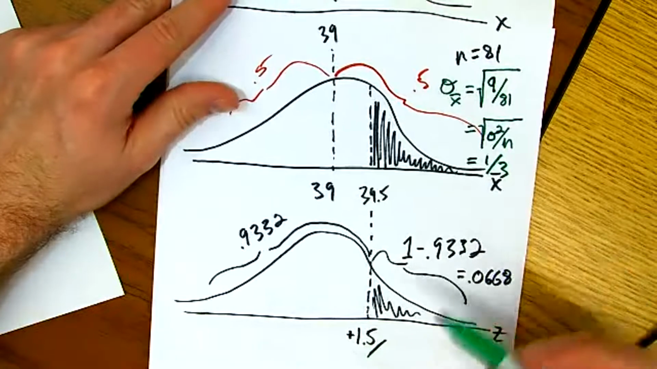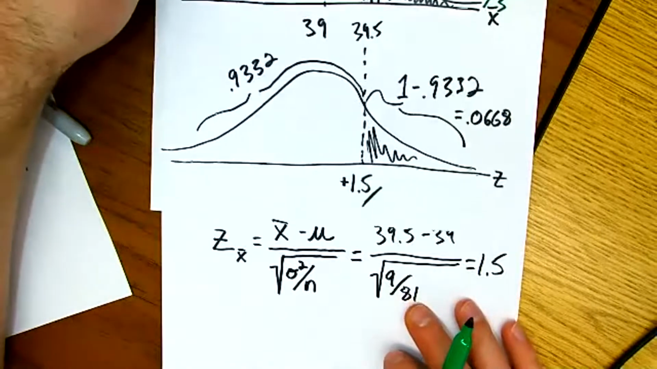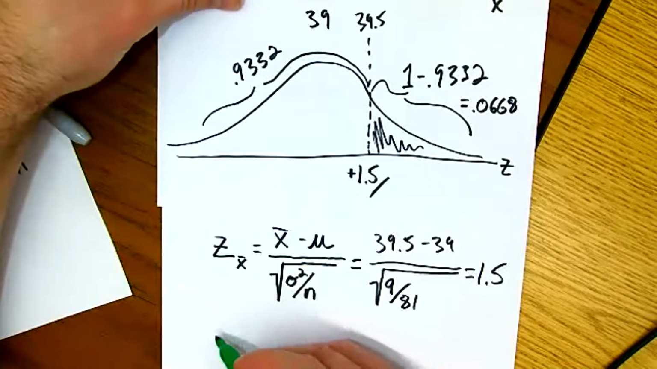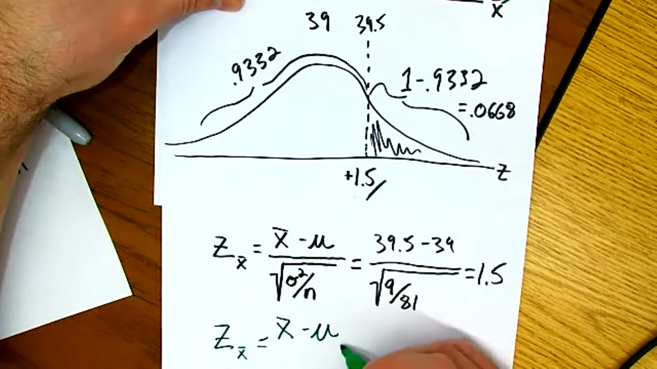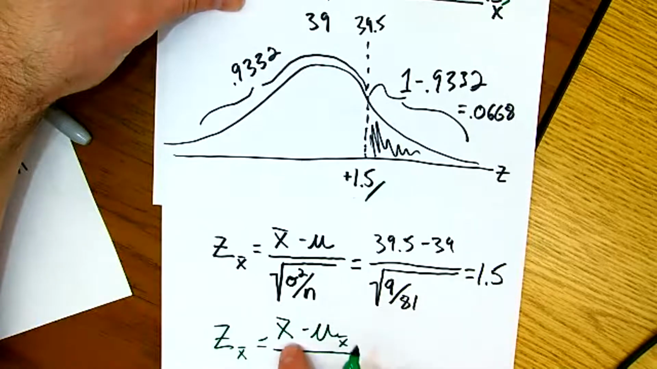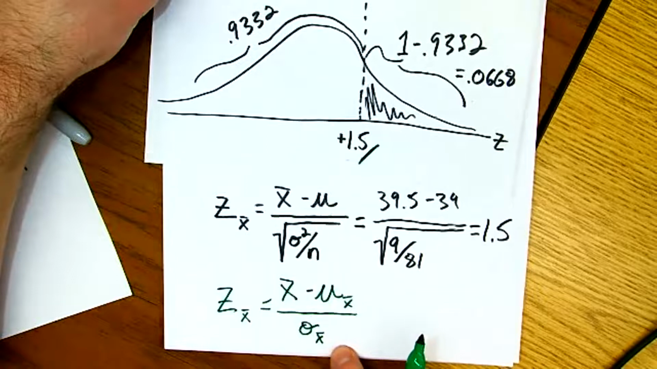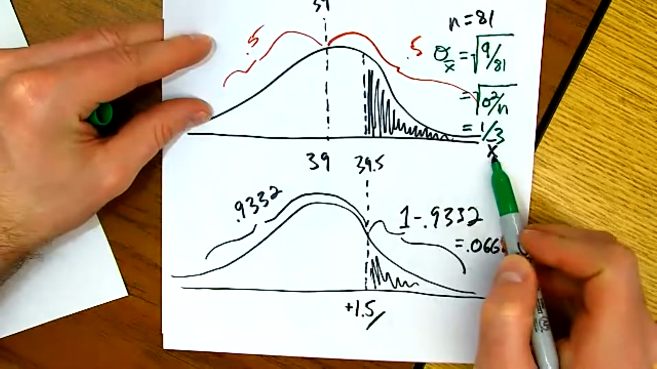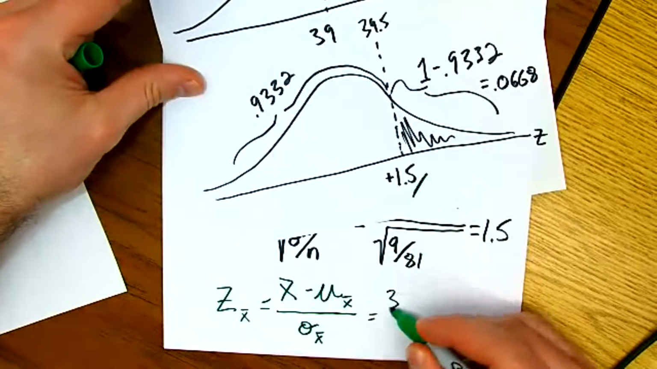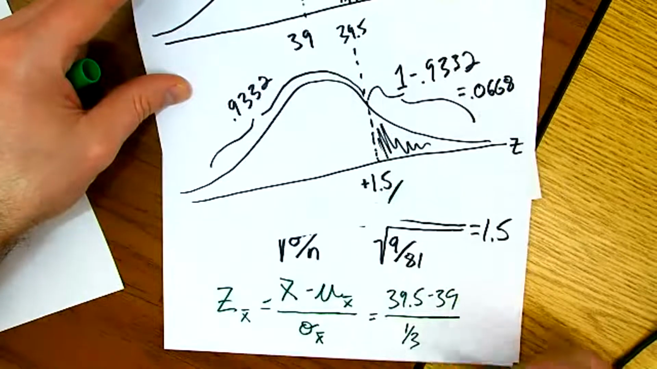Now, that helps me think about it a little bit better, but it also allows me, instead of using this form of the formula, to remember where this really comes from. Anytime I want a z-score, I subtract the mean of the statistic I'm interested in, and I divide by the standard deviation of the statistic I'm interested in. So 39.5 minus 39, divided by the standard deviation, which if I've already calculated it ahead of time, I can just plug into my denominator.